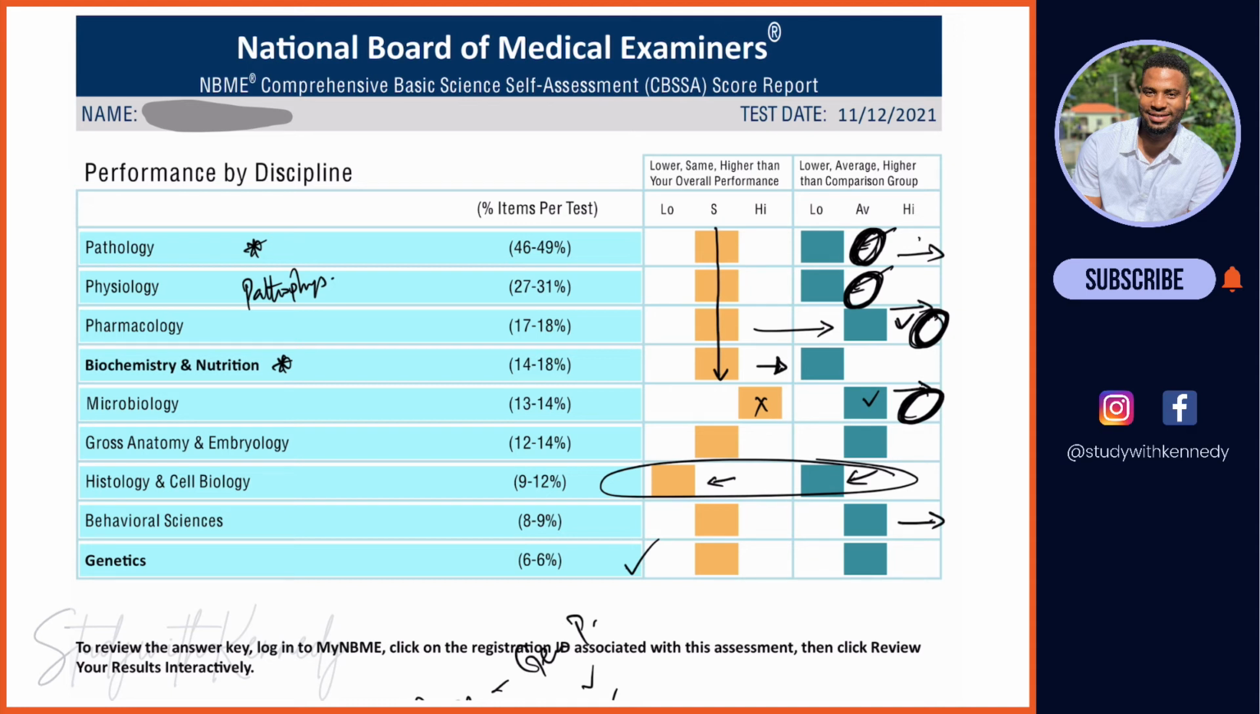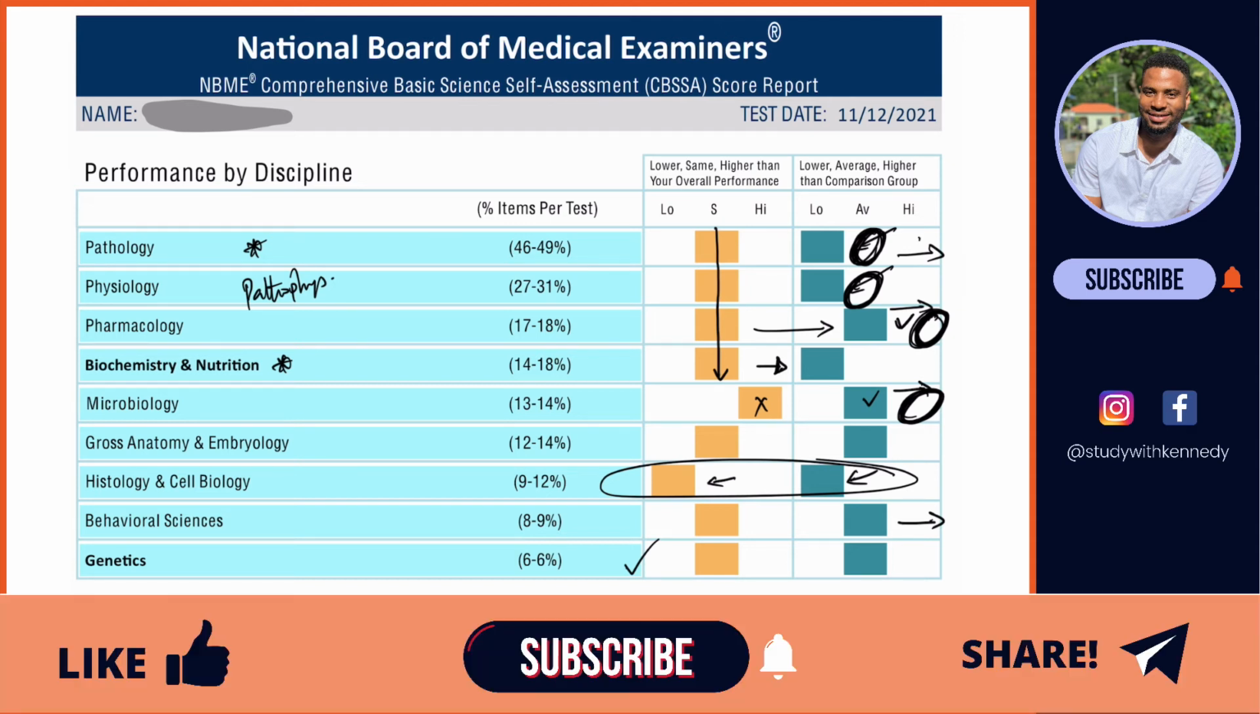If you have all the time in the world, work on every single organ system and you could potentially get them right. With that said, let's move on to the last NBME result.